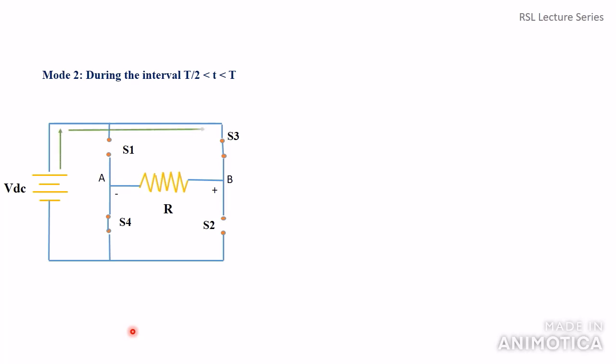The current will start flowing from VDC plus, through S3, through the load, S4 and completes its path through VDC minus. This time the current will flow from B to A through the load. Previously it was flowing from A to B, now it is from B to A. If you see here, terminal B is directly connected through S3 to the positive terminal of the supply voltage, and similarly terminal A of the load is connected through S4 to the negative terminal of the supply voltage. So the voltage across the load will be equal to minus VDC. During this interval the load voltage gets reversed, so V0 will be equal to minus VDC.